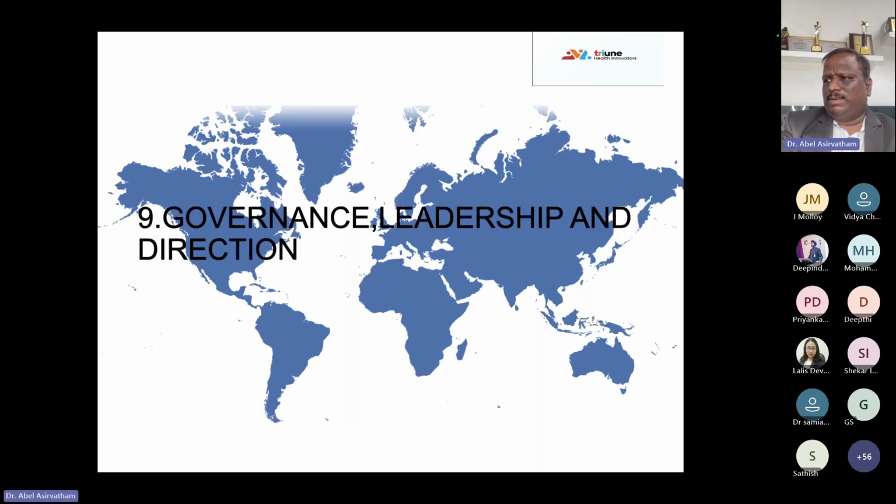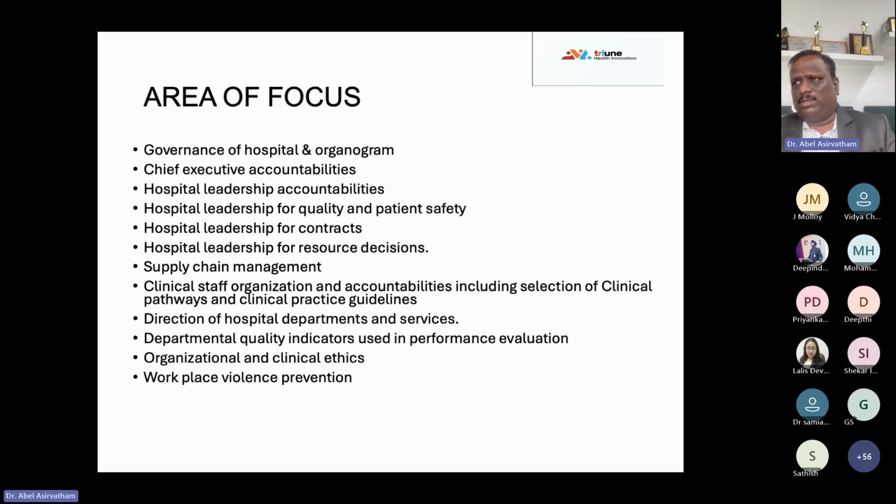Then we go to the next chapter, governance, leadership and direction. He talks about the governance of the hospital and the organogram. The organogram needs to be very clear. You cannot make an organogram just for the sake of showing the auditors your structure of authority and accountability. Everything needs to be very, very clear.